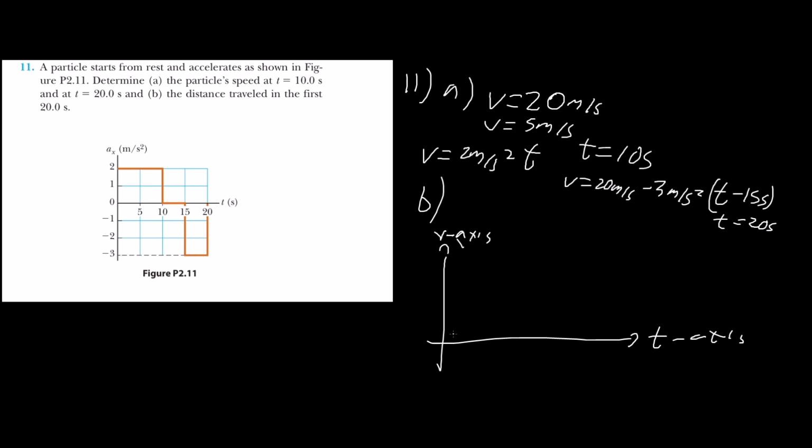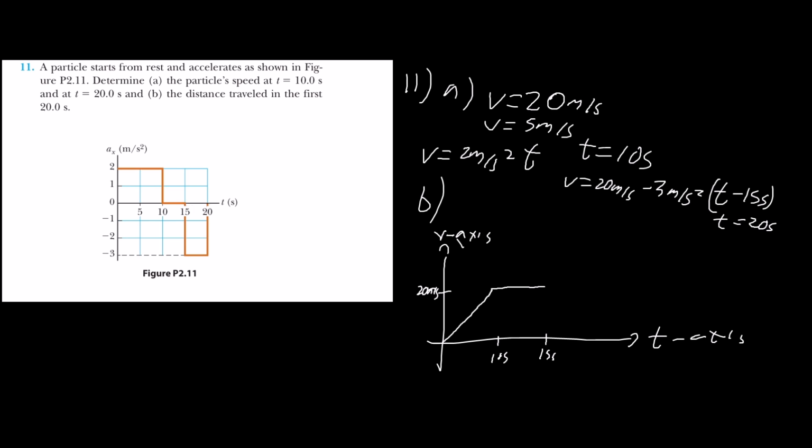I'm just going to mark the graph. I'm going to mark this equation right here, 2 meters per second squared, over the course of 10 seconds, so this would be 20 meters per second. And then the acceleration is 0, so the velocity is constant between 10 seconds and 15 seconds. That means this is going to be a straight line. So that's going to be 15 seconds.